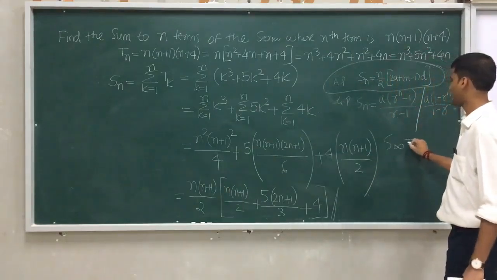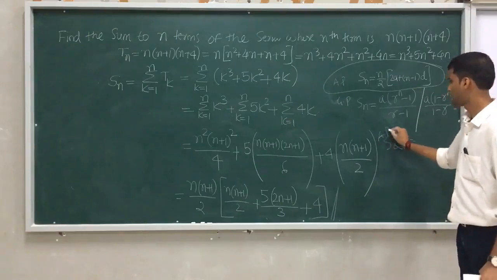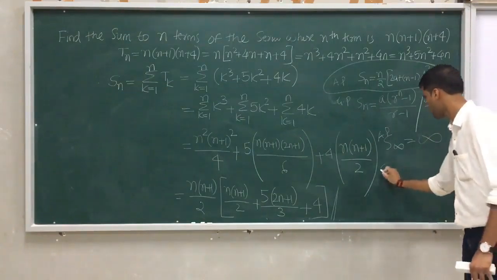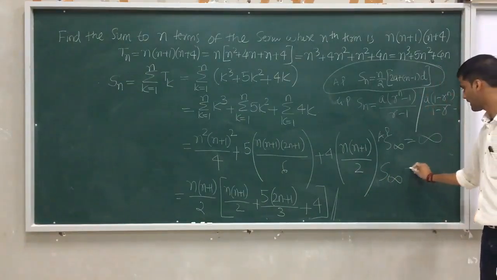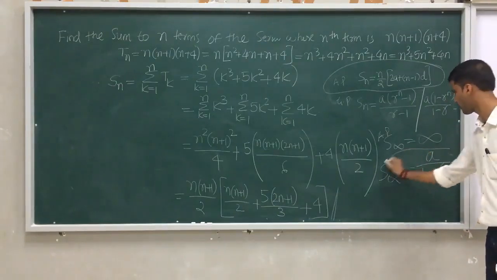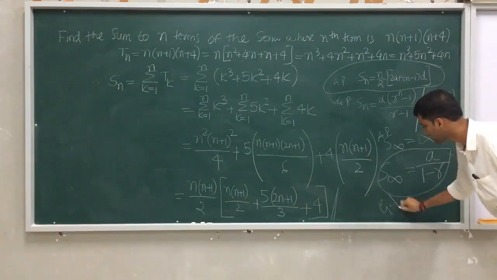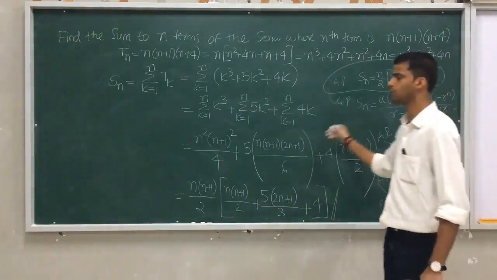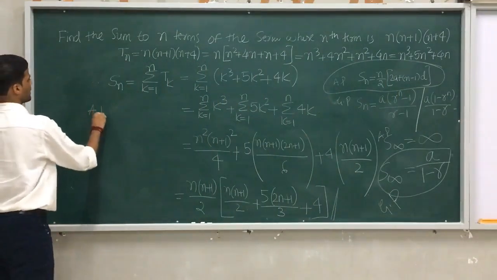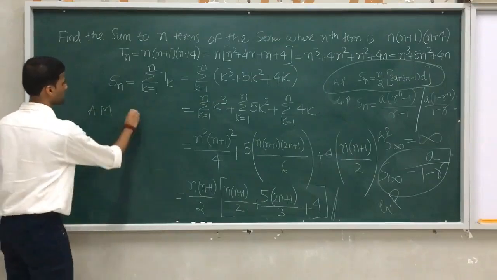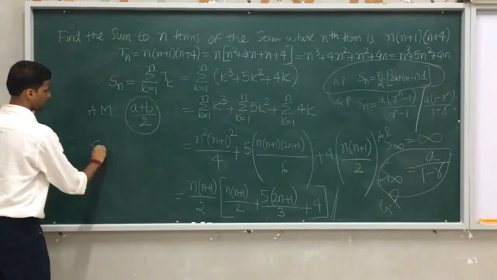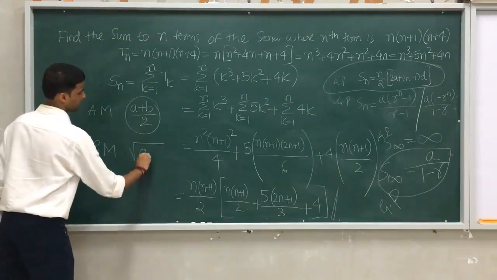What will be the answer for S infinity for an AP? It is still infinite only. But for GP, I told you in my regular class, S infinity is given by a divided by (1 minus r). So this is the formula for the sum of infinite terms of a GP. And next you know arithmetic mean insertion and geometric mean insertion. The arithmetic mean between two numbers a and b is given by (a plus b) by 2, and the geometric mean between two numbers is given by root ab.